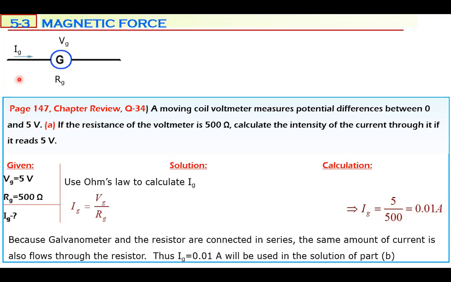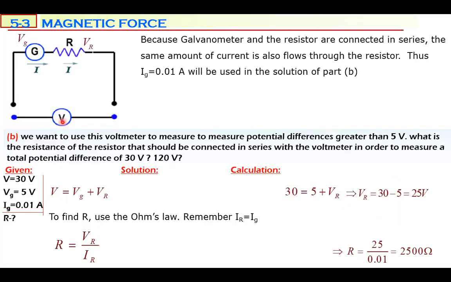So this coil can carry only a current of 0.01. This current mustn't be greater than 0.01. So we will use this 0.01 for the second part of this problem.